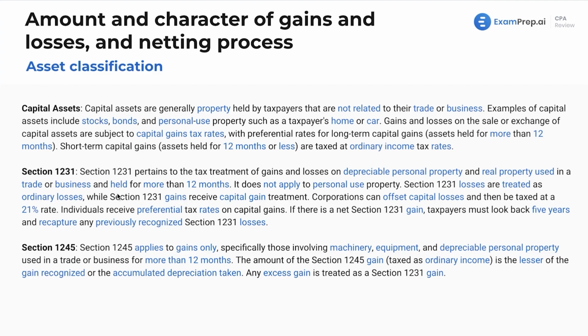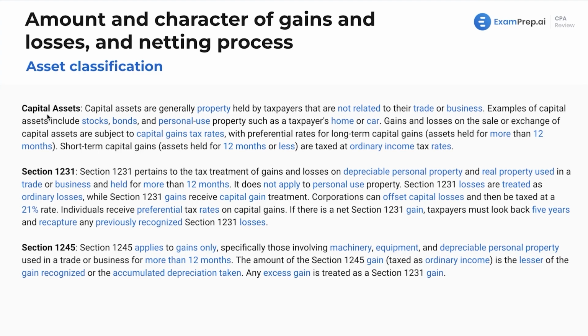All of these criteria, just memorize that a 1231 is used real or personal property used in a trade or business held for more than 12 months, right? Just memorizing these points. And we will have charts and graphics and a memorization guide to help with all of this. But again, I'm not going to really go through the why here, more so just memorize these points.